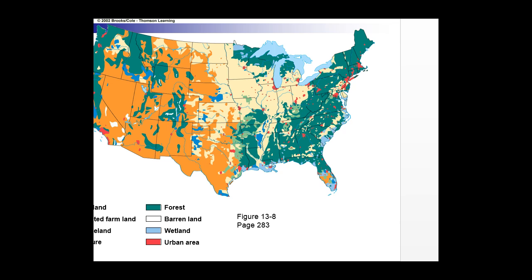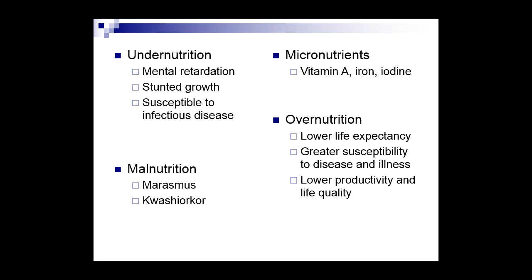So now, if I'm growing all this food, I'm growing it for people to eat. So we need to talk about the nutrition levels. And there are three different nutrition levels. There's undernutrition, malnutrition, and overnutrition.